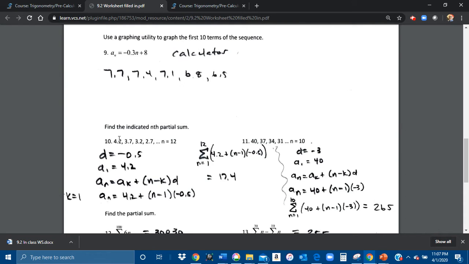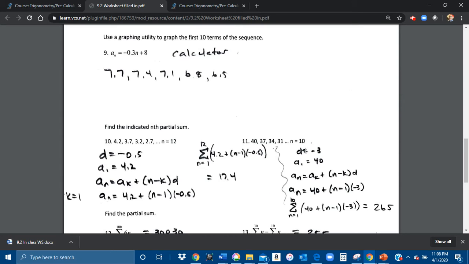Okay, this one. I want to find the first n terms. If this is my first 4 terms, I want to find the sum of these. My difference I can tell just by looking at it is negative 0.5. My a sub 1 is 4.2, so I'll substitute k is equal to 1. So a sub 1 is 4.2, n minus 1, because k is 1, times my difference, which is negative 0.5. Plug that into my calculator from 1 to, again, my upper limit of 12. If I plug that into my calculator, I should come up with 17.4.